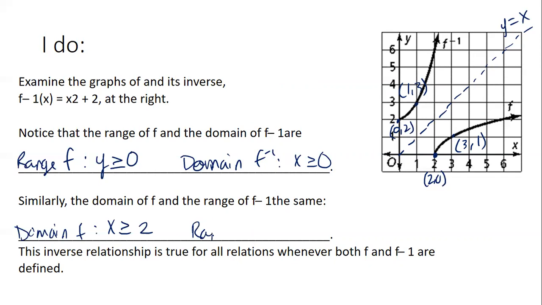My range of my inverse, range is from bottom to top. So my lowest y value is 2, and I go on forever. So my range is y greater than or equal to 2. Again, same inequality, just different variable, right? So if I know one, then I automatically know the other, okay? And that's because the inverse relation is true for all relations whenever both f and the inverse of f are defined.